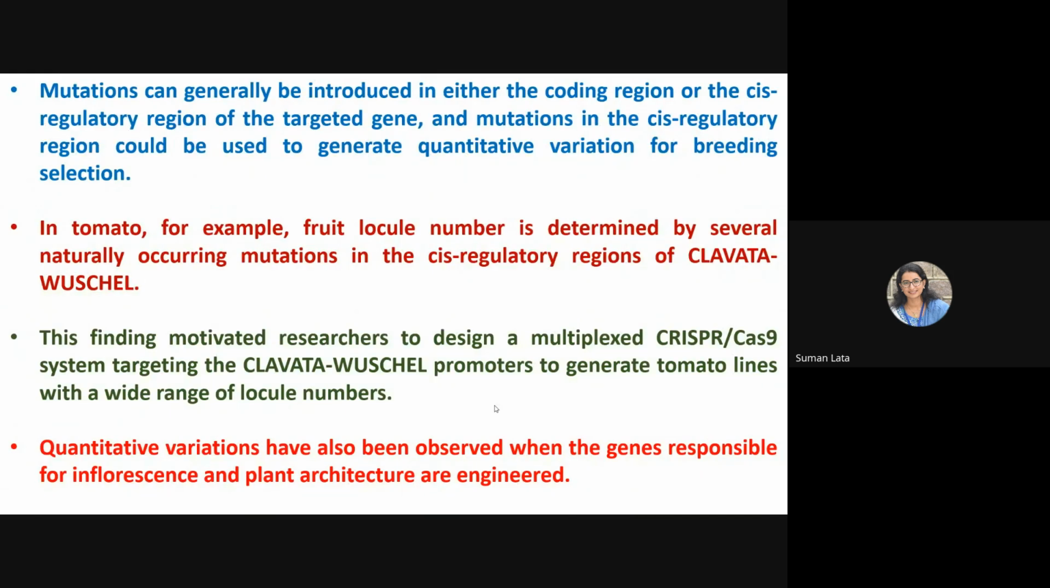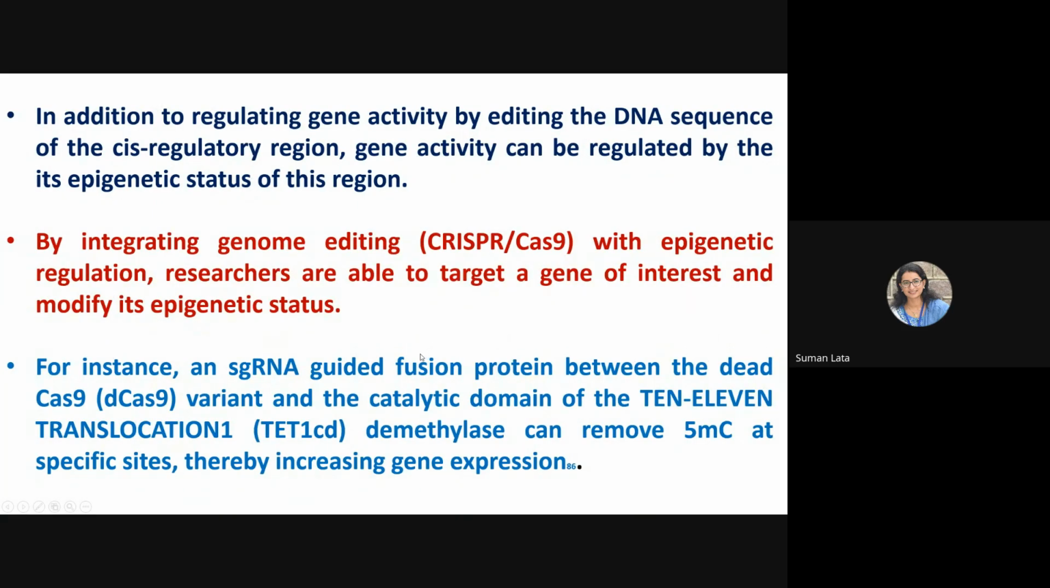And these variations have also been observed when the genes responsible for inflorescence and plant architecture are engineered. Along with the Cas9, we can target the epigenetic region also. The epigenetic status of the region can also be modified. So when an sgRNA is fused with the dead Cas9 and the catalytic domain of the translocation demethylase, it can remove 5-methyl cytosine at specific sites, increasing gene expression.